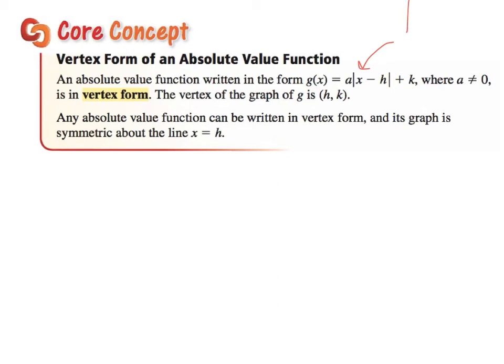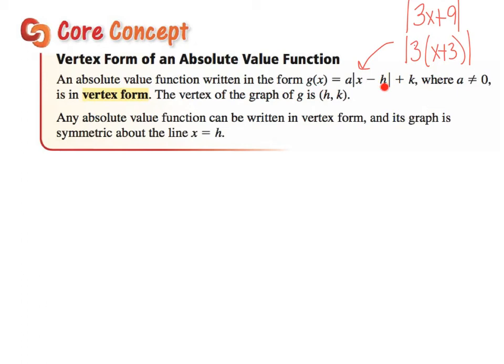If you are given something like this, you have to undistribute the 3. That would mean that 3 is being multiplied to all of these values, and then this would move 3 to the left. So it's not 9 to the left, it's 3 to the left. And that would help you with the vertex. So, a cannot be 0. It is in vertex form.